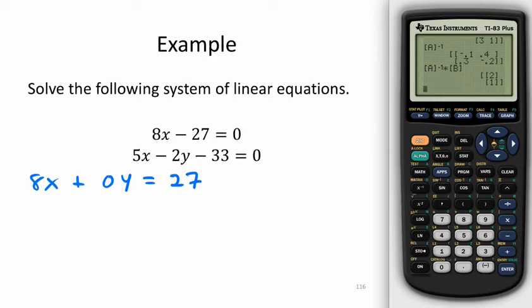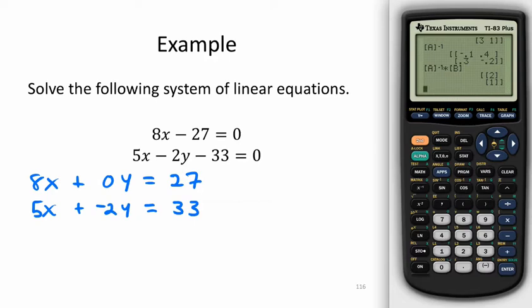is equivalent. The next equation, I'm going to write 5x plus negative 2y. The coefficient on y is negative 2. So I'm always going to write my system with plus signs, and any negative sign would be on the coefficient. So 5x plus negative 2y, and then I need the constant on the right-hand side. So add 33 to both sides to get that balanced form, the normal form. 5x plus negative 2y equals 33 is equivalent.